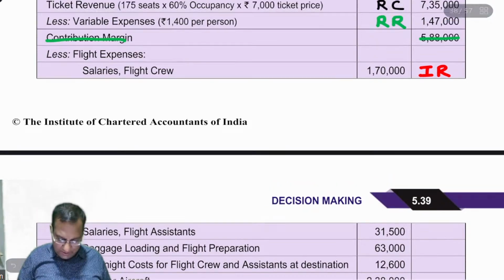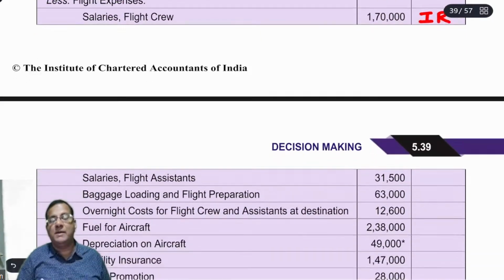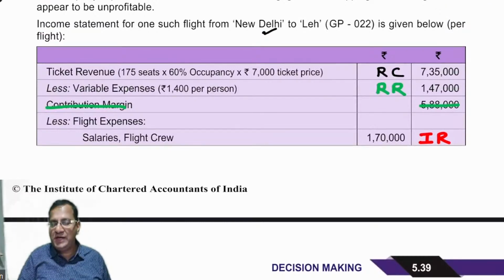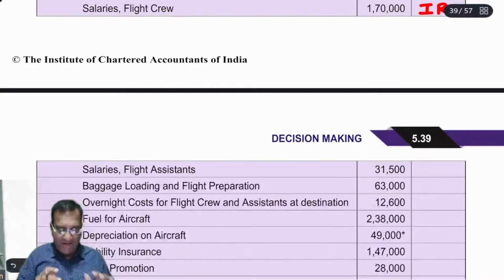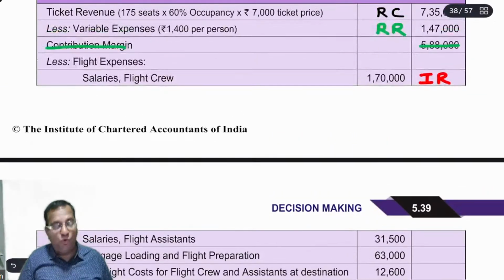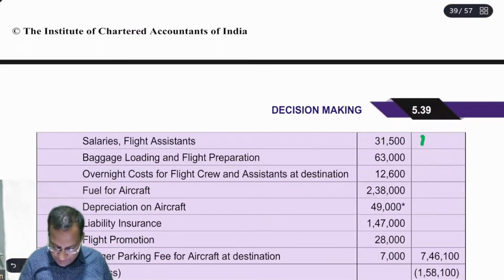Okay. While the salary of flight assistant are paid by per flight. If we do not take off New Delhi to Leh, then we will not pay any amount to the flight assistant. Therefore, this outflow will be avoided. So it will be a relevant revenue to us.